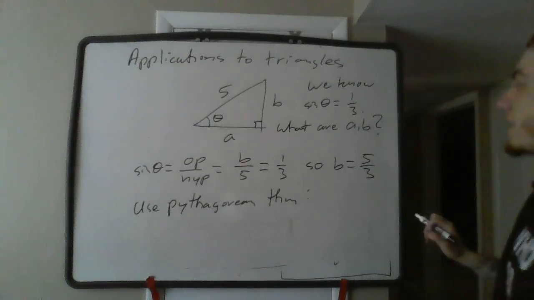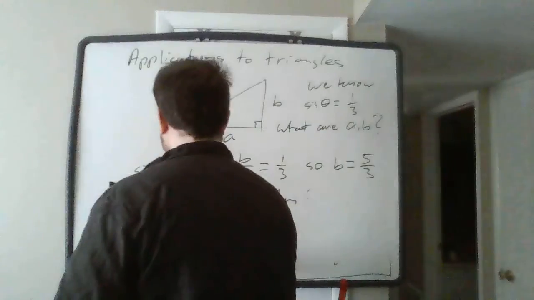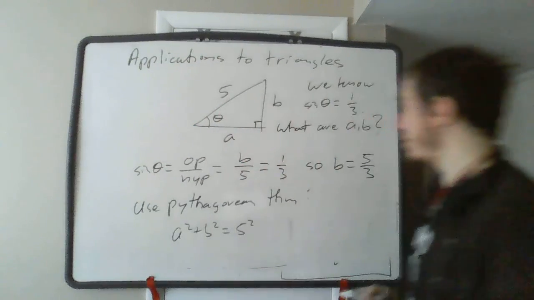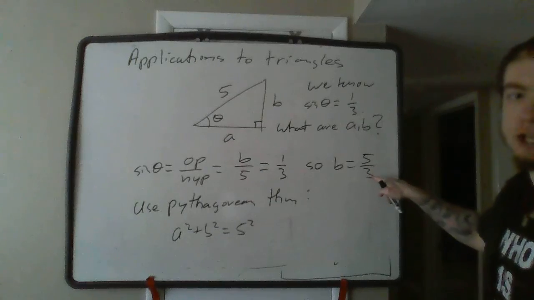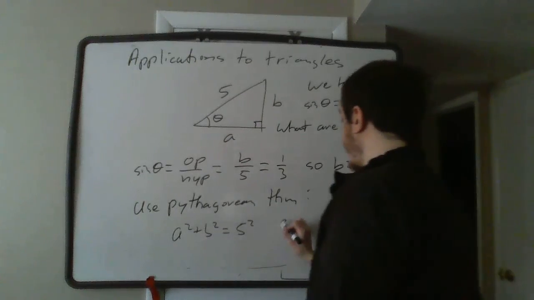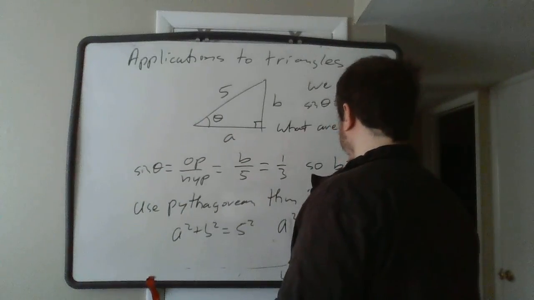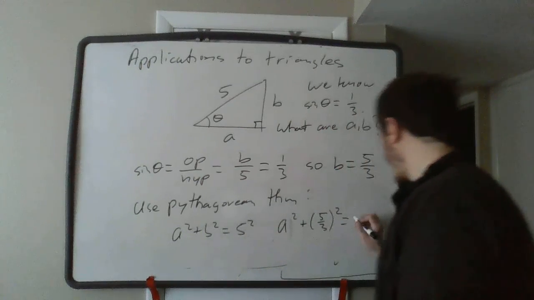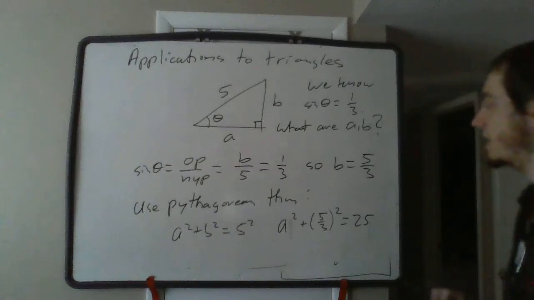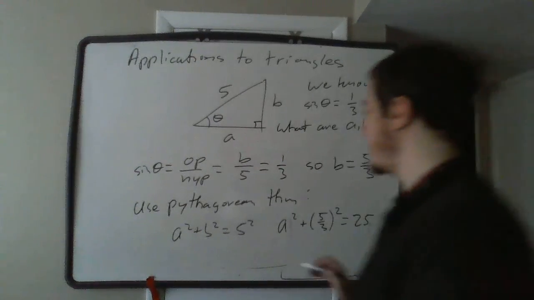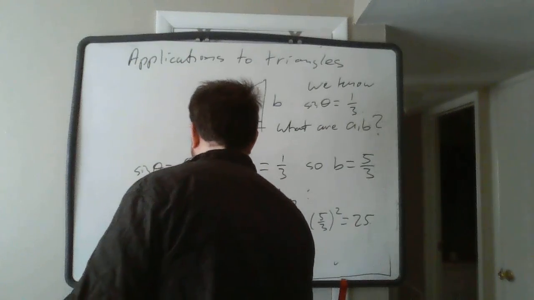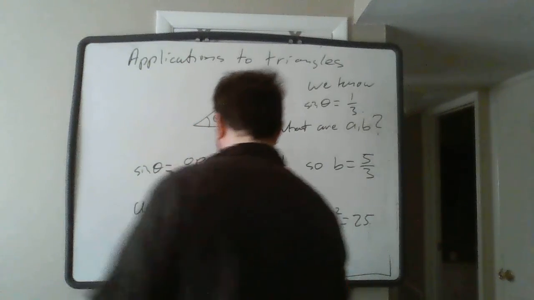And using the Pythagorean theorem, I see that a squared plus b squared equals 5 squared. But I actually know what b is here. So this means that a squared plus (5/3) squared is equal to 5 squared, which is 25. This is going to give me a squared plus 25 over 9 equals 25.